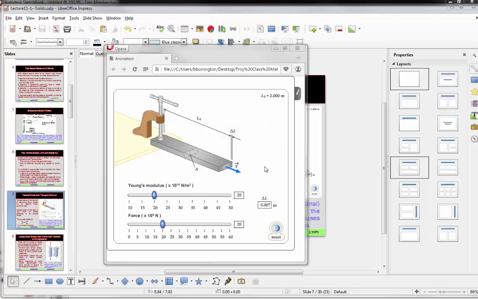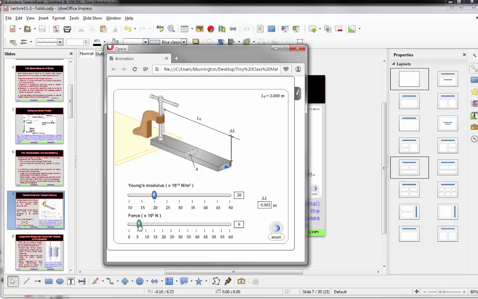What I'm going to do here is a simple use of one of the Sinegauge animations that they've generously given me access to along with the textbook that I'm using for one of my courses. And what you basically do here is you can change two things in this animation. One is the Young's modulus of this material. That's a sort of measurement of how much this material is going to resist stretching. And then the other thing that I can change is how much force is applied.